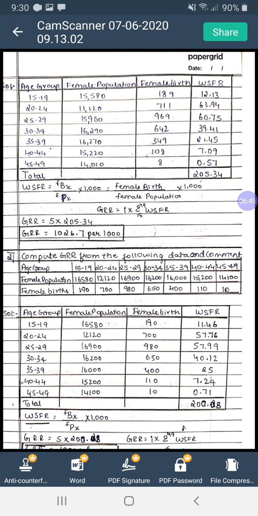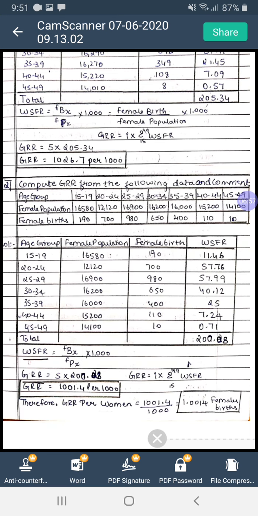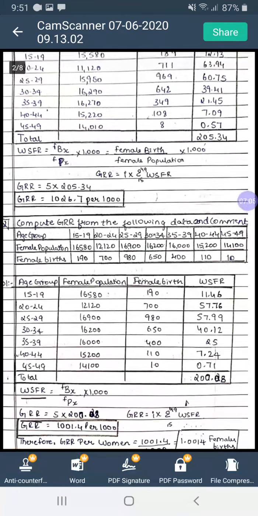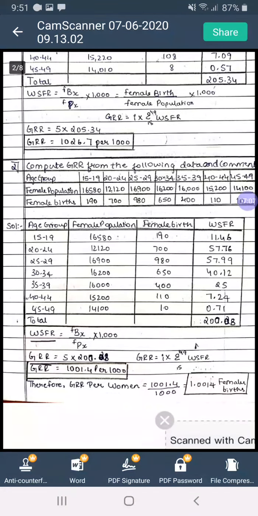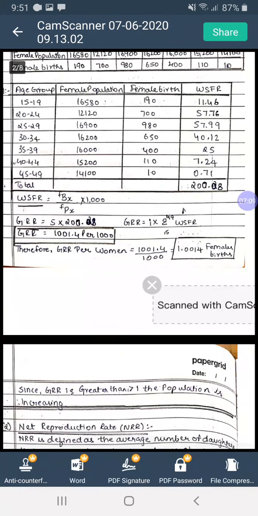Here you will calculate female birth divided by female population into 1000, and total it, then multiply with the class interval gap. Then compute GRR for the following data and comment. Now the second problem is similar to your first problem. Please try this one. The answers are given directly here.